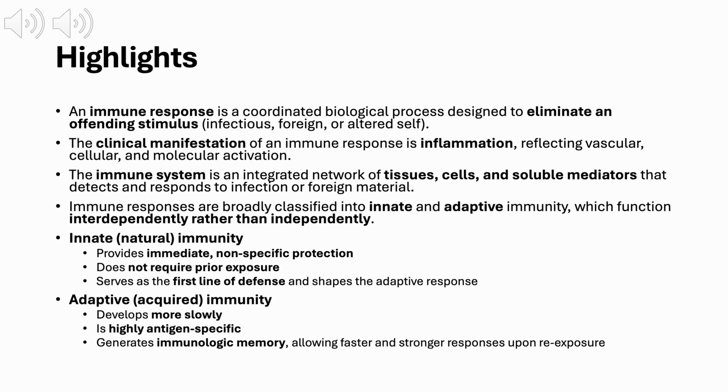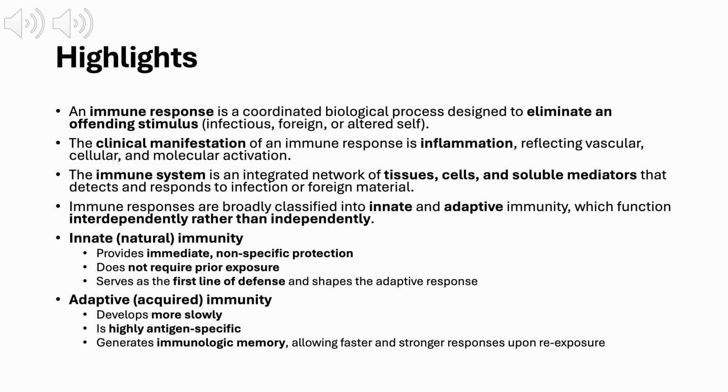To begin, an immune response is a coordinated biological process designed to eliminate a harmful stimulus, whether that stimulus is infectious, foreign, or an altered component of the body itself. The clinical expression of this response is inflammation, which reflects activation at the vascular, cellular, and molecular levels. The immune system is therefore not a single organ, but an integrated network of tissues, cells, and soluble mediators. Its responses are broadly divided into innate and adaptive immunity, although these two systems function together rather than independently.